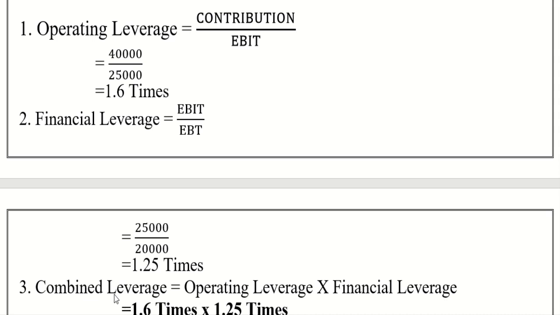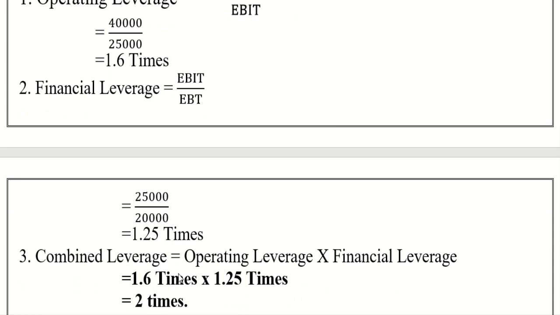Next, combined leverage. So what is the formula? Operating leverage into financial leverage. So operating leverage, so 1.6 times. And what is the answer for financial leverage? That is 1.25 times. So 1.6 times into 1.25 times, you'll get 2 times, approximately 2 times. This is composite leverage. So there's 2 times.